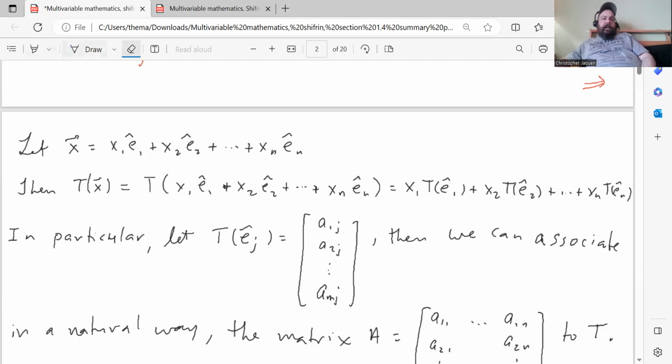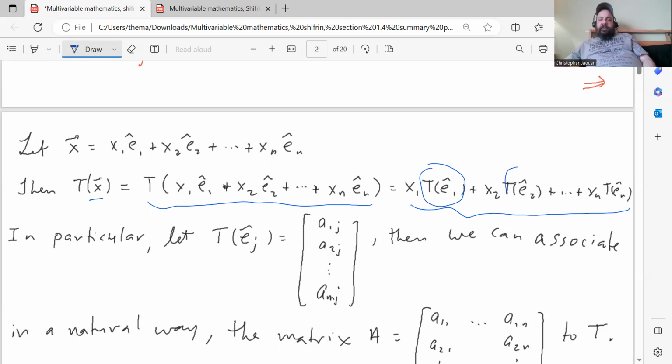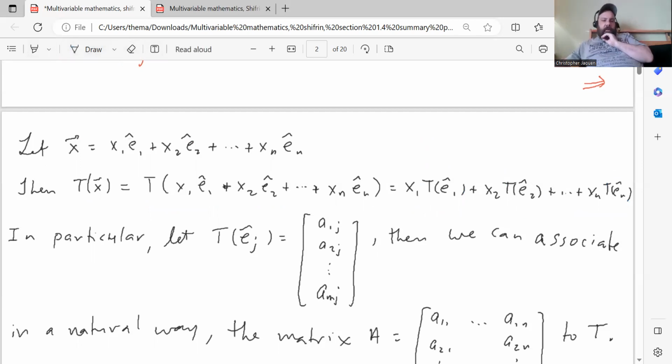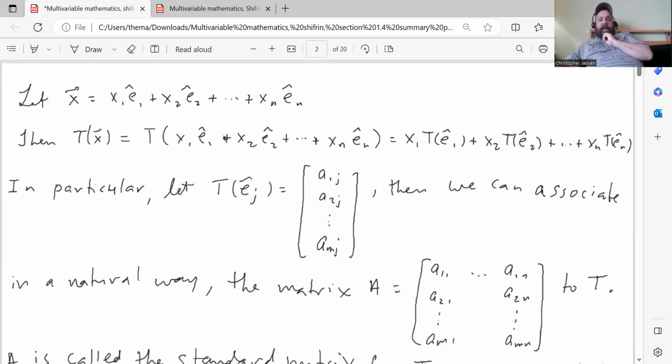If you take T of an arbitrary vector x, that's the same thing as T evaluated at this linear combination, and by the linearity properties, you get a linear combination that looks like this as the output. Notice that if you know what T does to the basis vectors of the domain, then you know everything about T. That's a nice property of linear transformations. In particular, T of ej hat is given by some vector a1j, a2j, all the way down to amj.